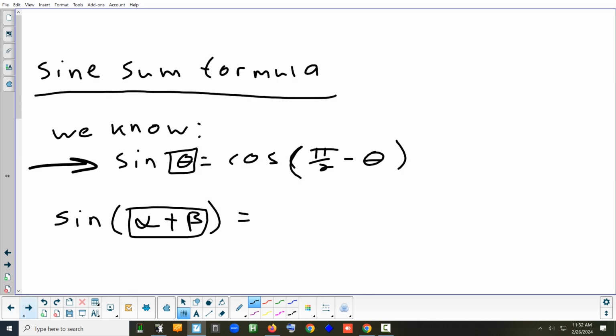And technically, we kind of already know this because these are co-functions. Sine, cosine. And what kind of angles are these? Theta and pi over 2 minus theta. They're complementary. These are co-functions of complementary angles, so of course they're equal. That's a theorem. Knowing this complementary angle theorem, we can figure out a formula for the sine of a sum.